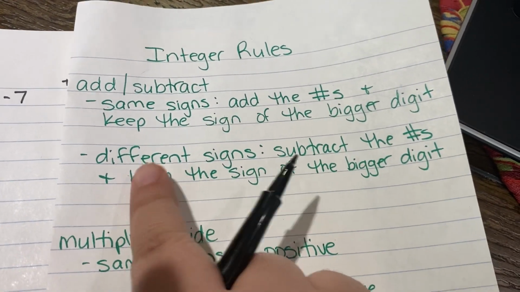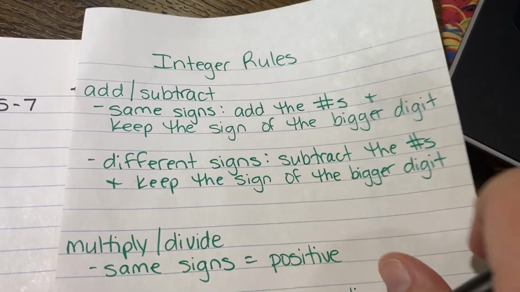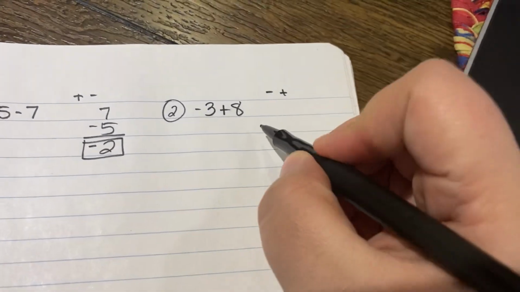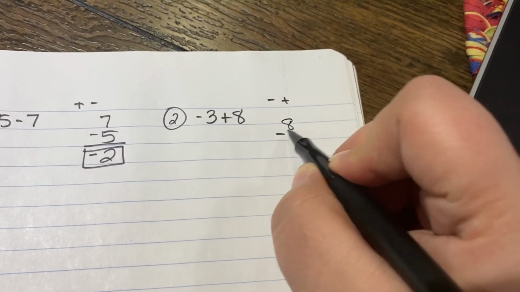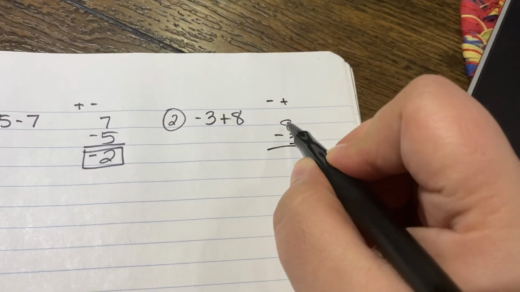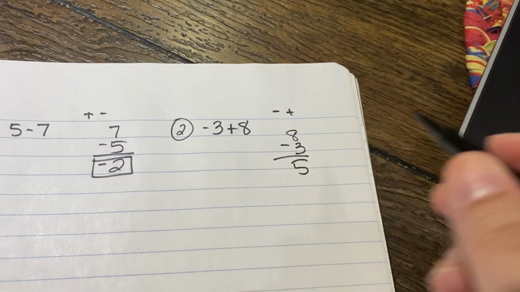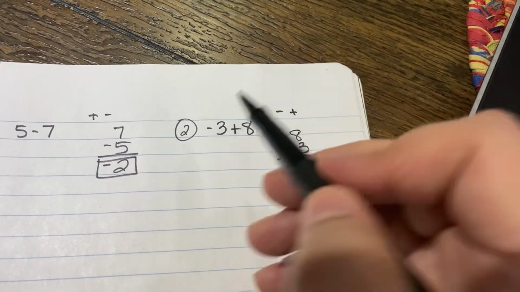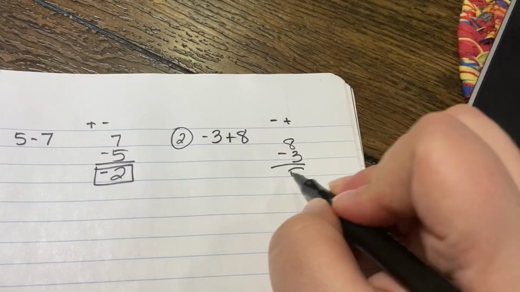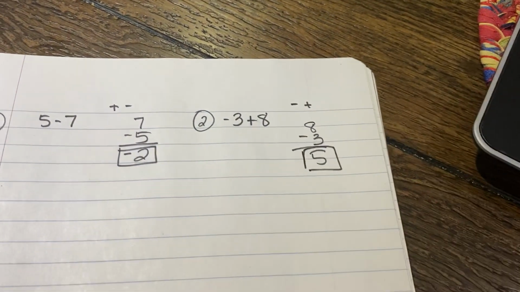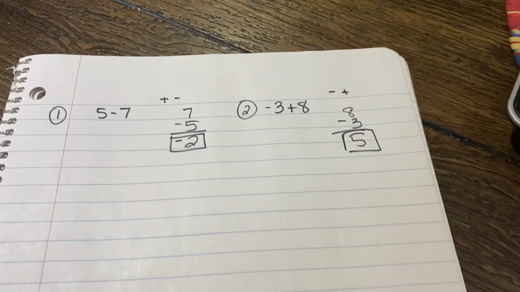When the signs are different, we're going to subtract and then keep the sign of the bigger number. So we have to subtract because the signs are different. So we're going to put 8 first because it's the bigger, minus 3. 8 minus 3 gets me 5. And then keep the sign of the bigger digit. 8's the bigger digit. It was positive, so my answer is a positive 5. Okay?